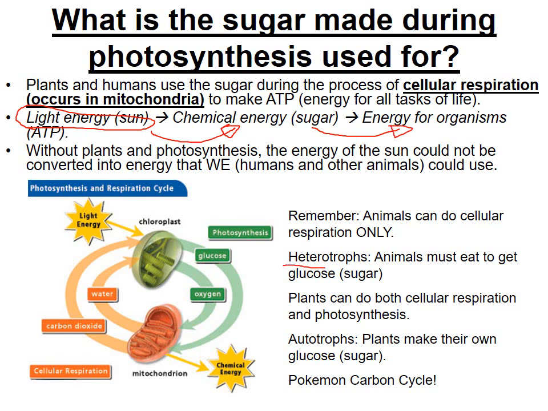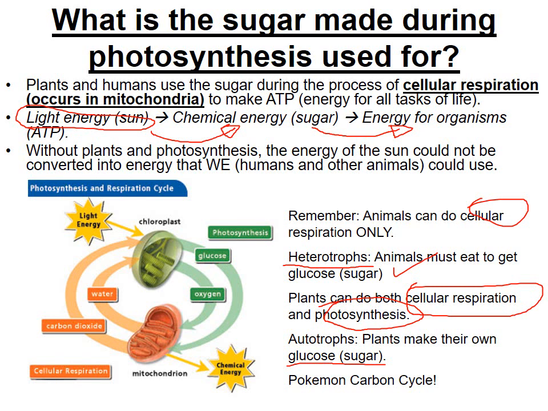So remember that we are heterotrophs. We cannot produce our own sugars. We have to go eat to get our sugars. We can only do cellular respiration. We can't do photosynthesis. Plants can do both. Plants can do cellular respiration and photosynthesis, so they're autotrophs. They make their own sugars. They don't have to go eat other plants to get them. And then they break their own sugars open after.